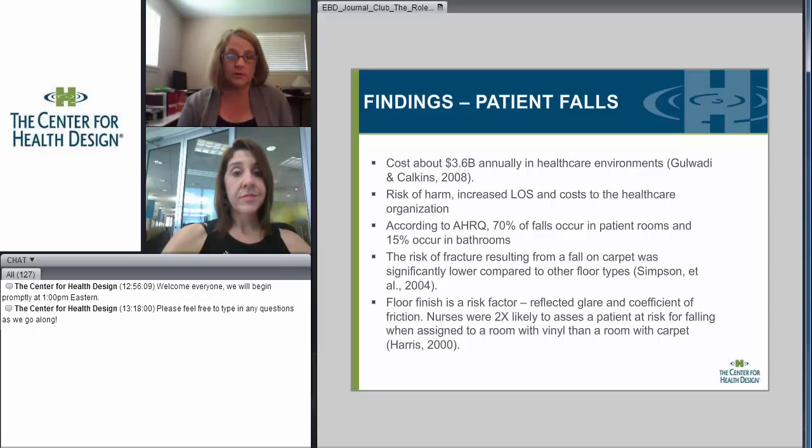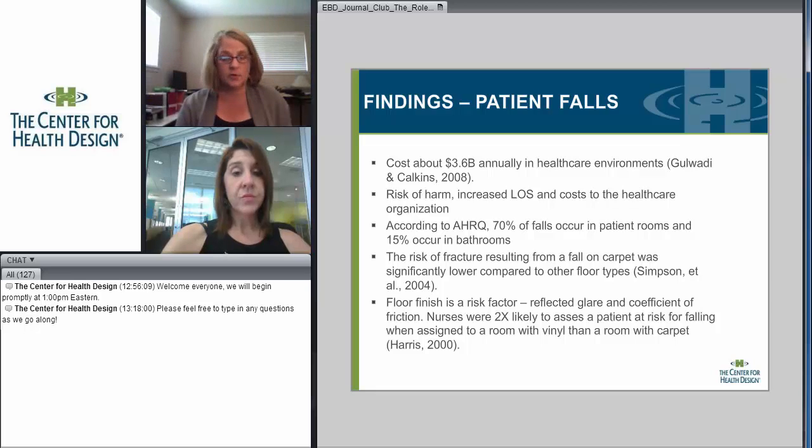So, in this case, falls account for $3.6 billion annually in healthcare environments. There's risk of harm to the resident, increased length of stay, and cost to the healthcare organization. It affects them when they're reviewed in terms of reimbursement rates. That's a mitigating factor in terms of whether or not they will hit their reimbursement rate, the benchmark for that.